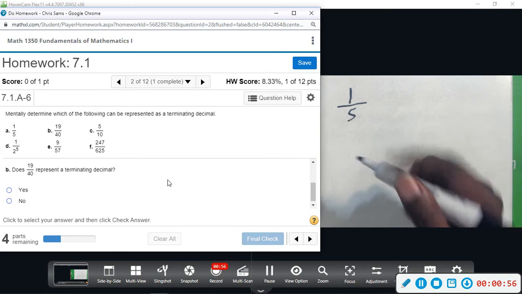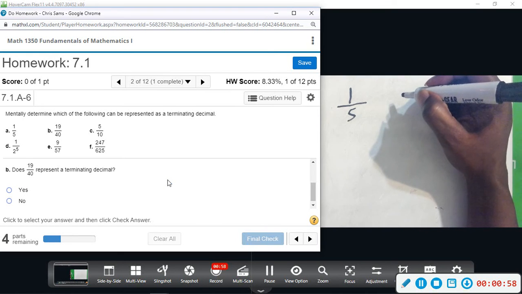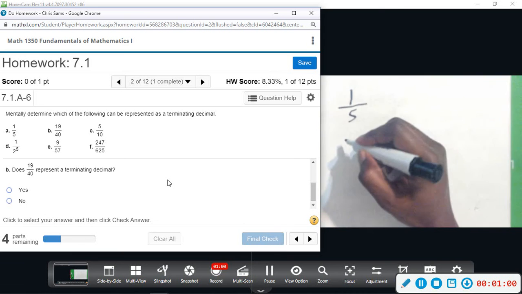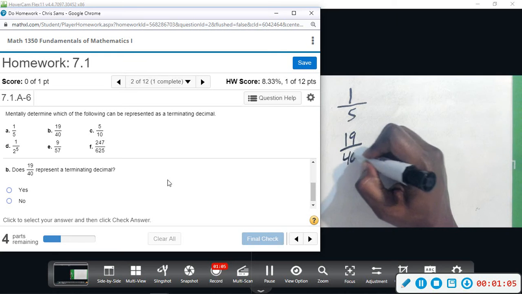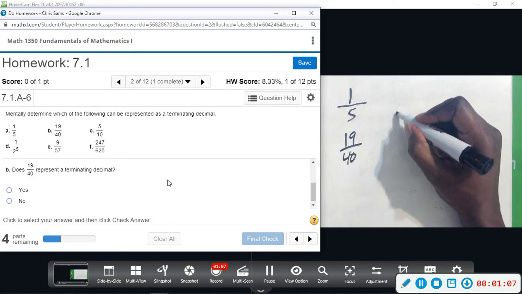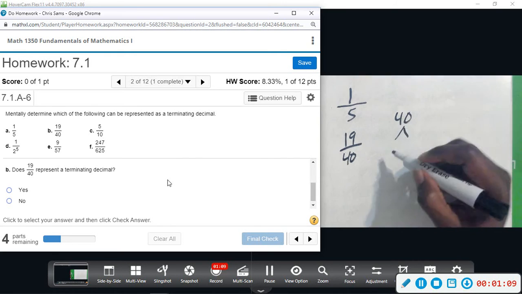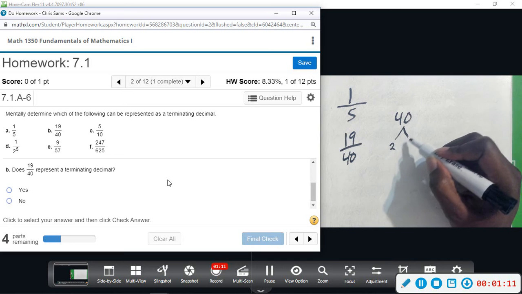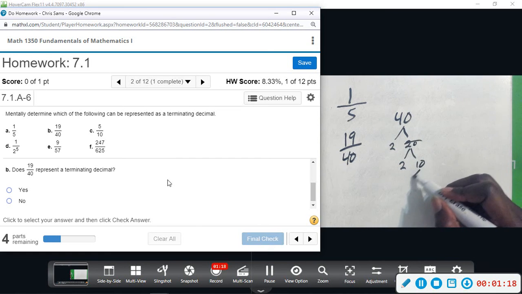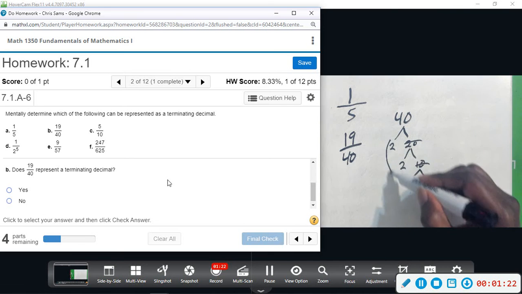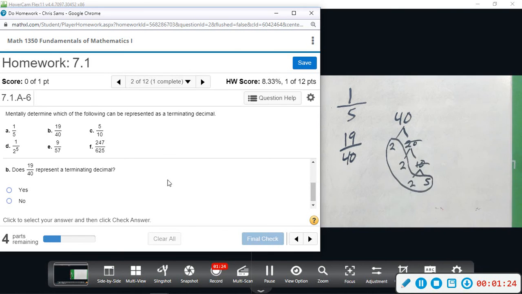Okay, B, 19 is prime, so we're going to look at 19 over 40, and we're going to break 40 down into primes. So 2 and 20, 2 and 10, and then 10 can be broken down to 2 and 5. Okay, so only 2's and 5's. That means we can express this as a terminating decimal.